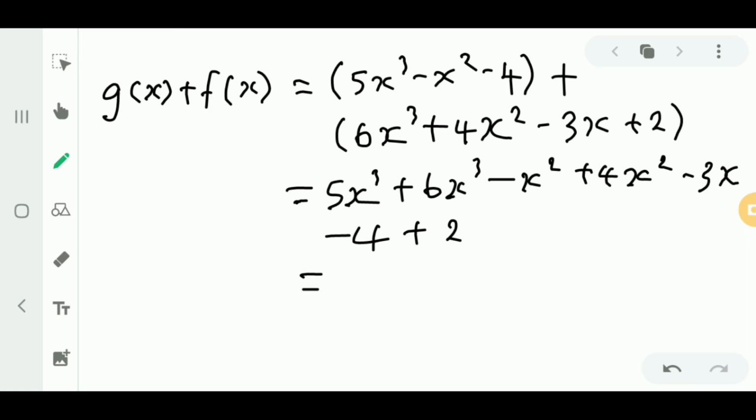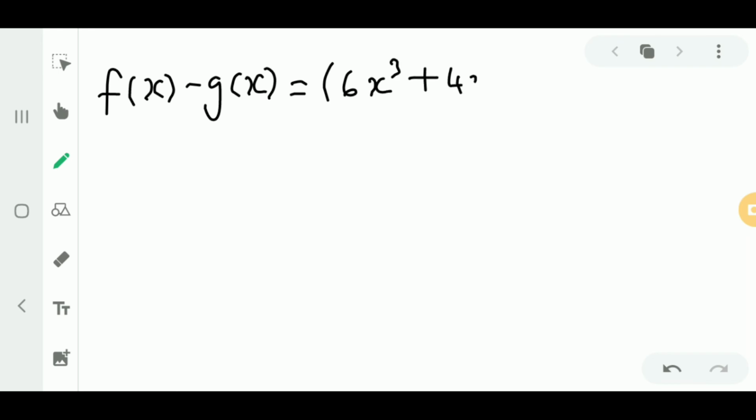So again, we're adding 5 plus 6, that's 11x cubed, minus x squared plus 4x squared, that gives you plus 3x squared, minus 3x, minus 4 plus 2, that gives you minus 2. Now, if you look closely, you will realize that the answer that we got for f of x plus g of x is the same thing for g of x plus f of x. What that means is addition is commutative.